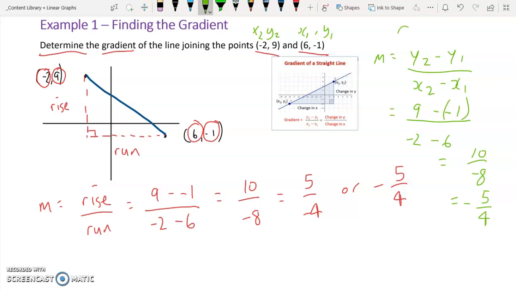So this is the formula. This is graphically. If you have a diagram, it's easy to see a rise of -10 and a run of 8, so -10 over 8. So that's it.